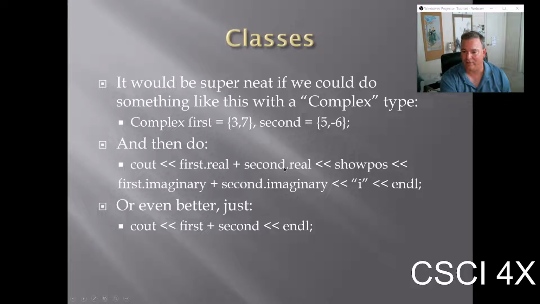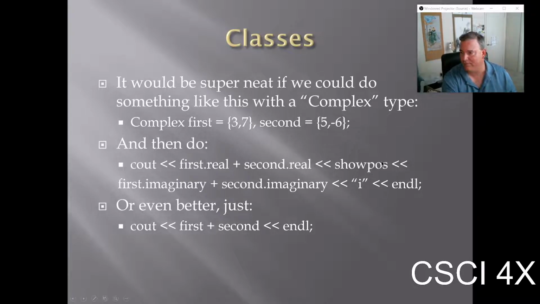And then what is second dot real? What is second dot real? What number is that? Good. That is 5. Okay. So we're not talking about first dot imaginary at all. We're talking about second dot real. So second dot real is 5.